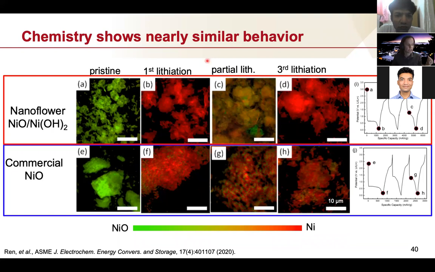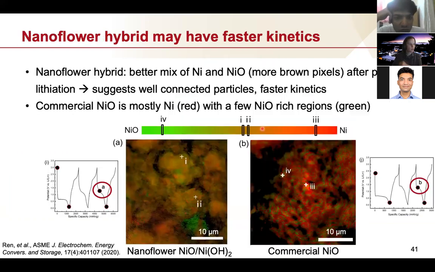The first lithiation, they're completely nickel metal. The partial lithiation, though, is a little different, and so we explored that a little closer. If you look on the right is the commercial nickel oxide, on the left is the nanoflower hybrid. And you can see the hybrid is more of a brown color.